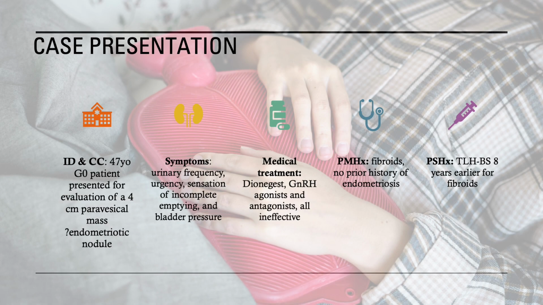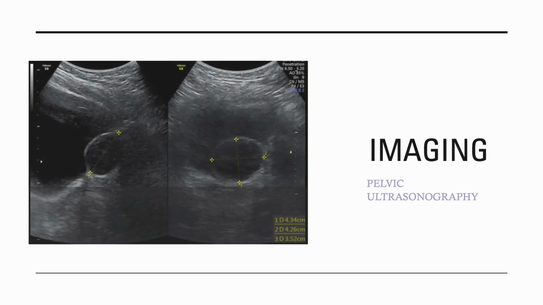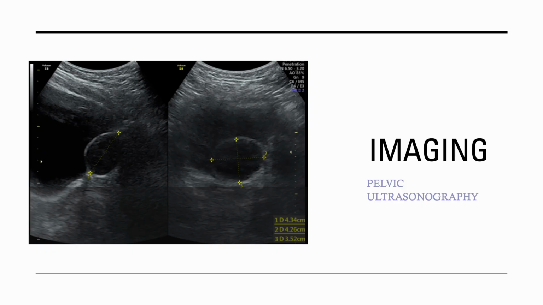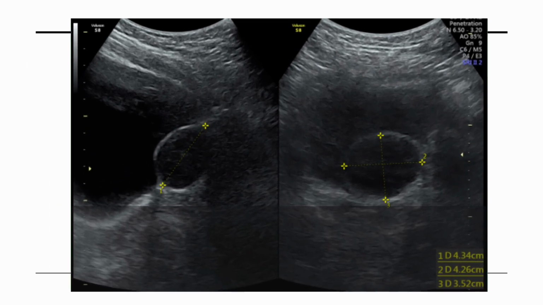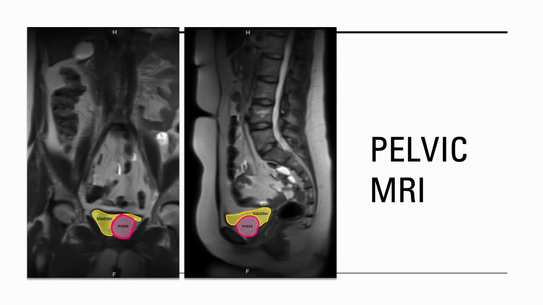Our patient is a 47-year-old G0 female presenting with lower urinary tract symptoms and pelvic discomfort. Medical management had been ineffective. She had undergone a minimally invasive hysterectomy for fibroids 8 years prior. Pelvic sonography demonstrated the presence of a 4-centimeter smooth mass in close proximity to the proximal urethra. Pelvic MRI localized the mass as anterior and inferior to the bladder, with an appearance consistent with a parasitic fibroid.